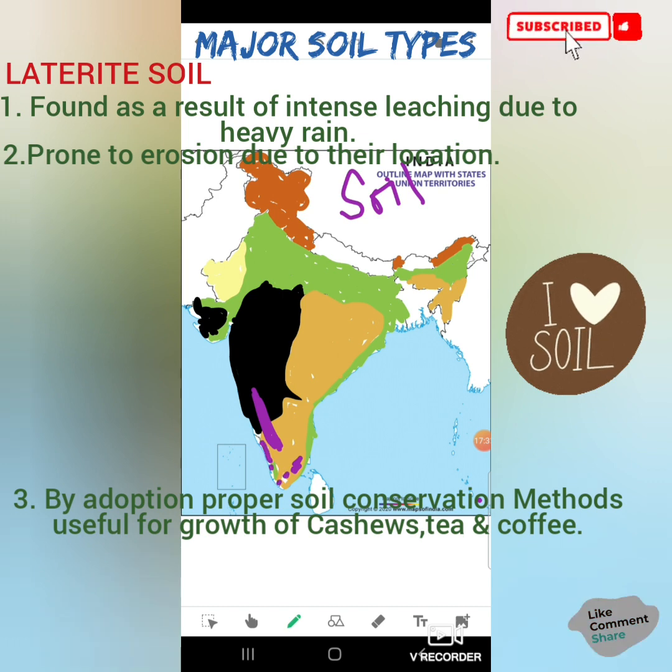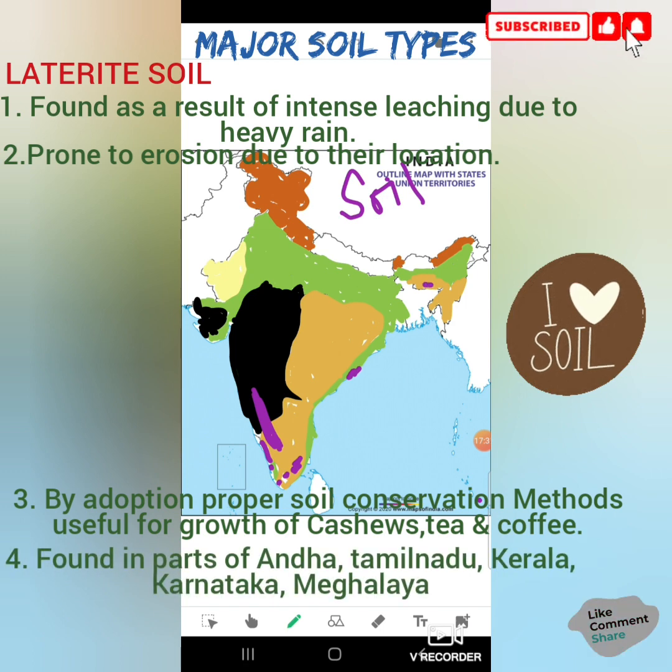So you can see these are the parts where we have some parts of Odisha also with laterite soil. Here also some patches we have laterite soil. In some parts, yes, here also we have some laterite soil. This laterite soil is found as a result of intense leaching due to heavy rain. From this heavy rain, you could easily guess that these areas where I have shaded, the laterite soil regions, are found in the heavy rain regions.